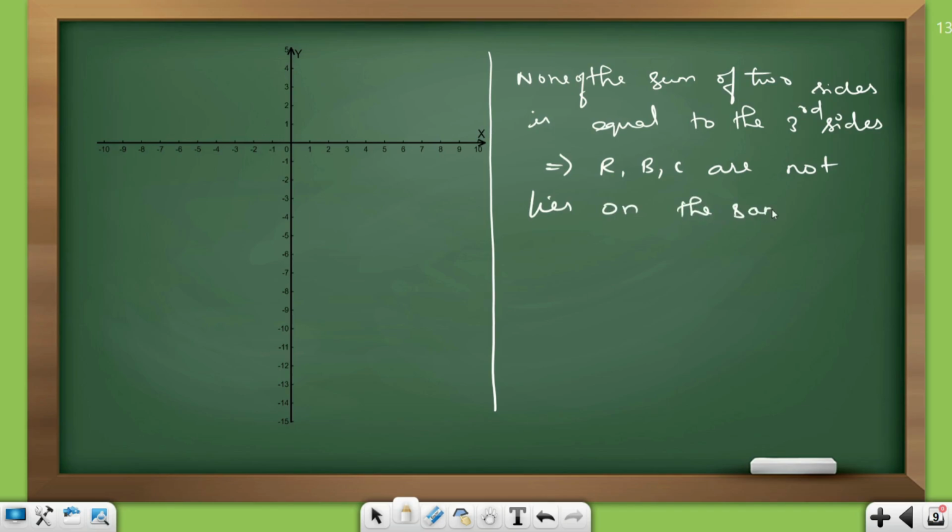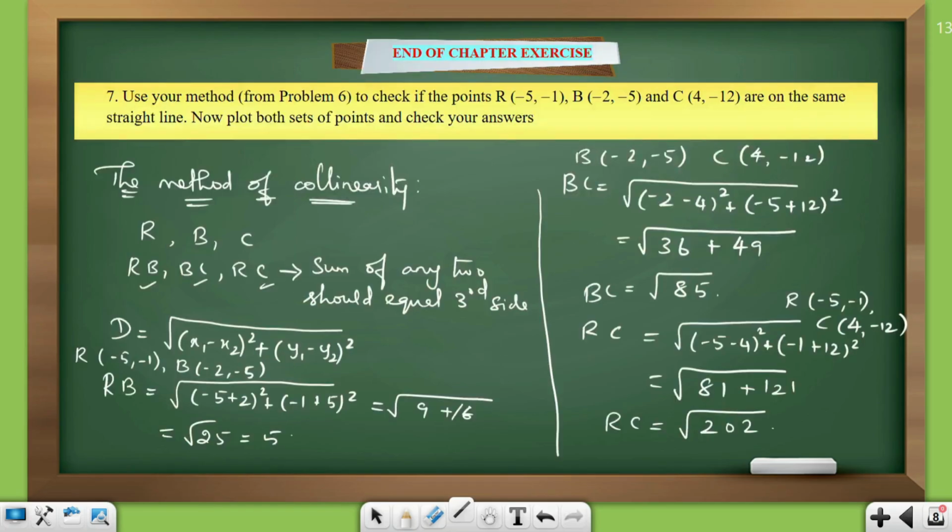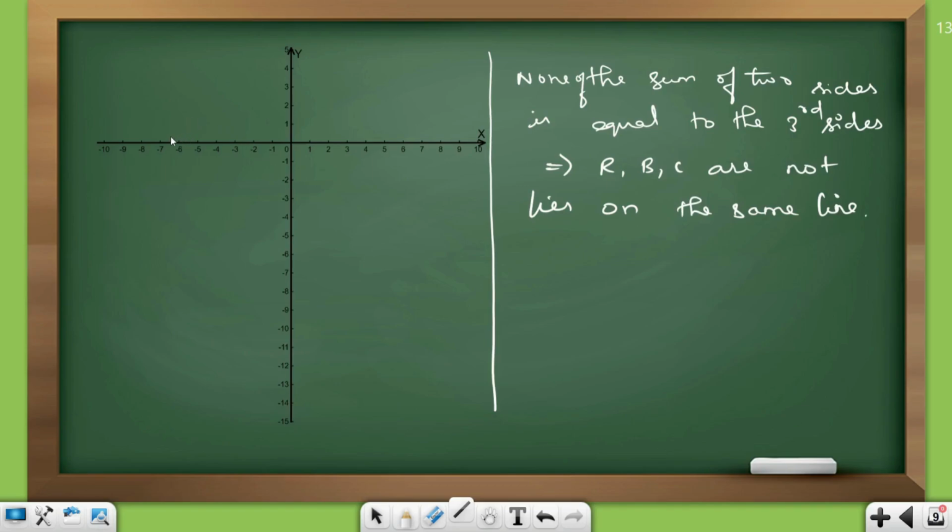Now we are going to check the same thing by substituting the points in the graph and seeing whether they form a straight line or not. So let's start with our first point R. R is minus 5 comma minus 1, right? So x coordinate is minus 5 and y coordinate is minus 1. So the value is going to be here. This is our point R.